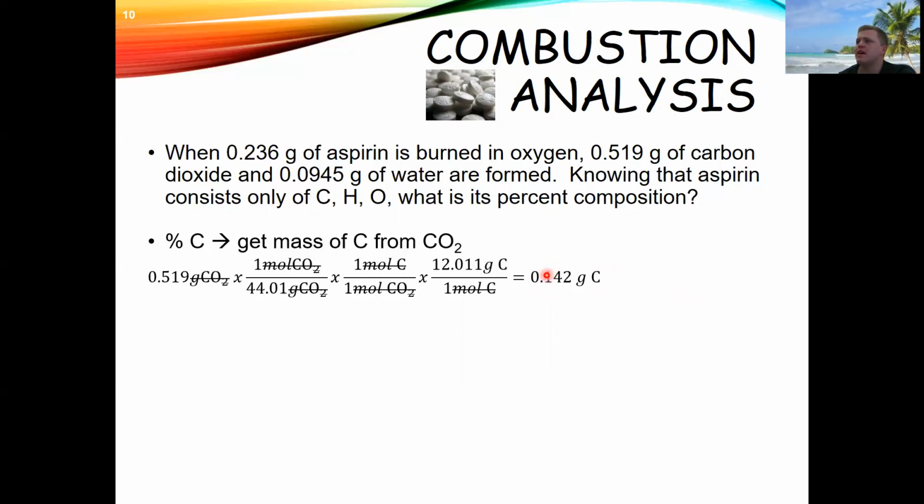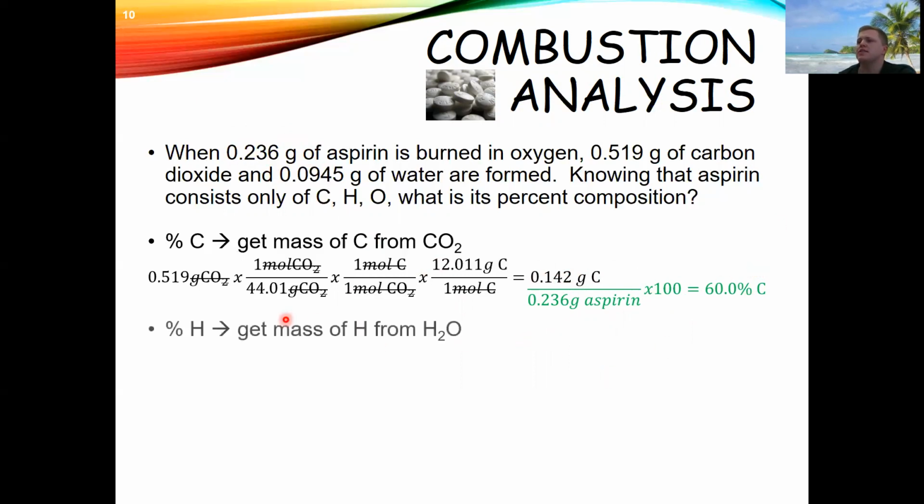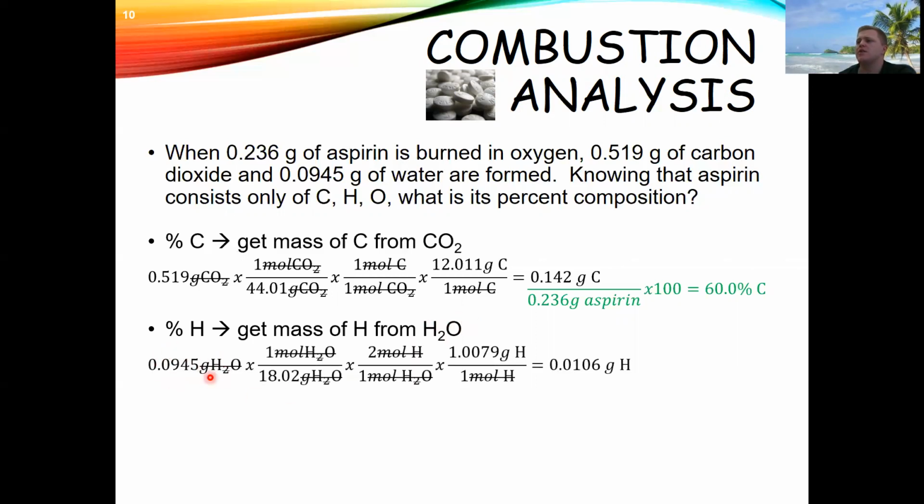Now to figure out our percent composition, we know we had 0.142 grams of carbon, and we started with 0.236 grams of aspirin. So we're going to divide this 0.142 by 0.236, multiply by 100%. We find that there's 60% carbon. And then we'll do the same thing with hydrogen, except that is not being turned into CO2, it's being converted to H2O. So for this one, we'll divide our 0.0945 grams of water we generated by the molecular weight of water. So now we're in moles of water, but now we need to convert to moles of hydrogen.